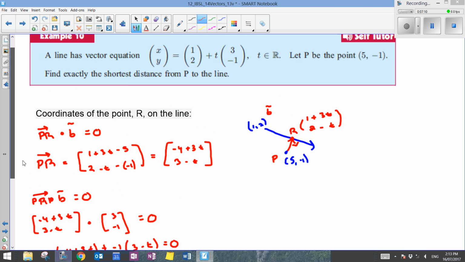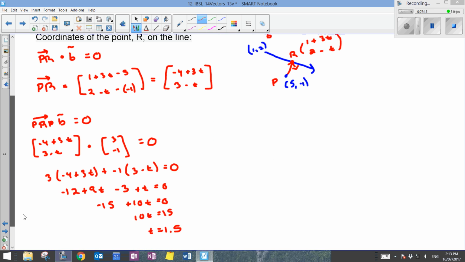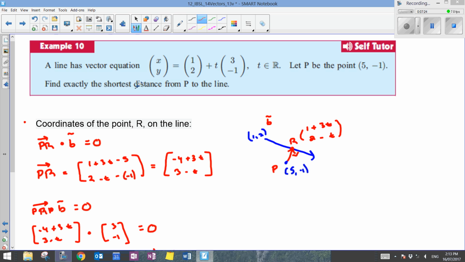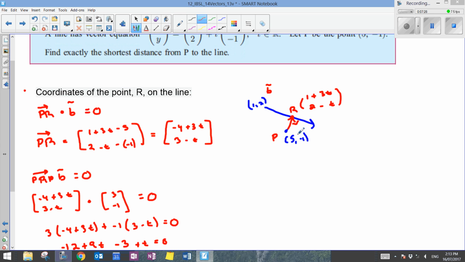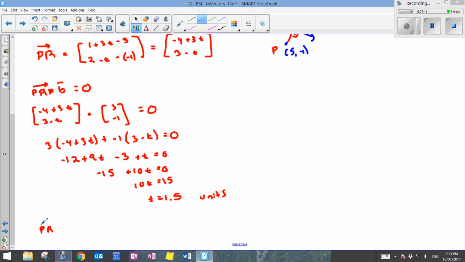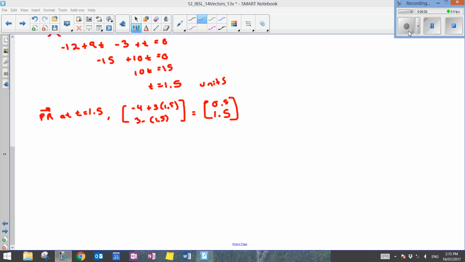And we are talking about, we do not know here. So our time is 1.5, some kind of units, we're not sure. All right, but it doesn't ask for the time that it occurs, it wants the actual distance. So because we need the distance from P to R, that's the magnitude of PR. So we'll need to sub in our time into PR so that we can then find the magnitude. So PR when t equals 1.5 is going to be (-4 + 3 times 1.5, 3 - 1.5). So vector PR when time is 1.5 is (0.5, 1.5).